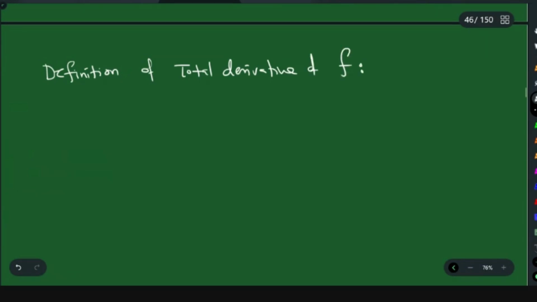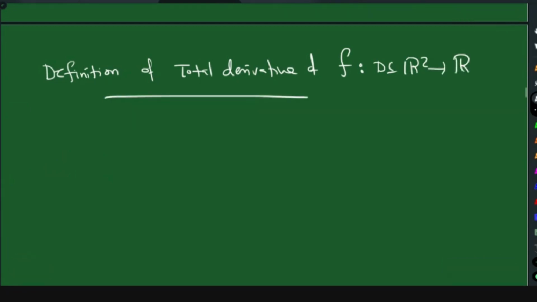So let me look at how you define the total derivative at a point, for f from a subset of R2 to R. Usually the total derivative you can view as a linear map. To discuss all of this we need more ideas about the Fréchet derivative, but I'm not going into that much detail.